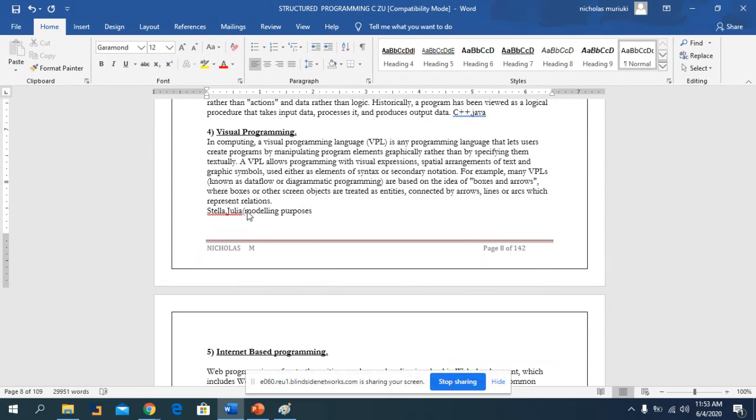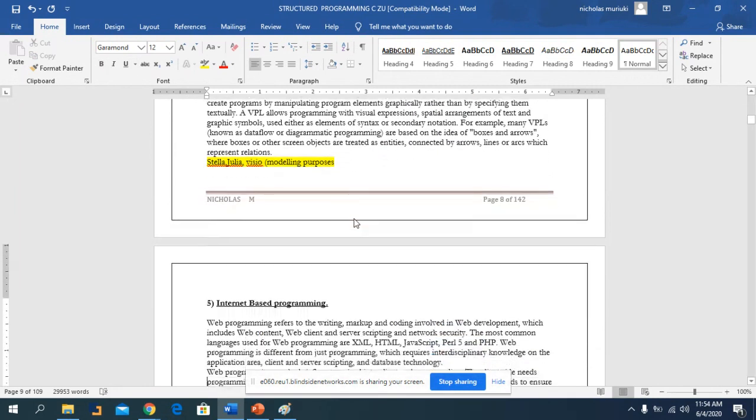That's why we are saying graphical symbols are used as elements of syntax or secondary notation. I can still add another one that allows that, called Visio. All these are languages currently being used in the market, mostly for these purposes, and they assist the user in coming up with drawings, diagrams, models, etc. Because when you're coming up with a model, you cannot use C or C++ programming language. We have a specific language that you have to use.